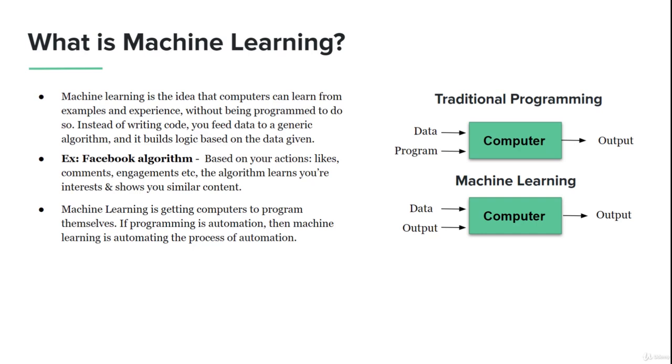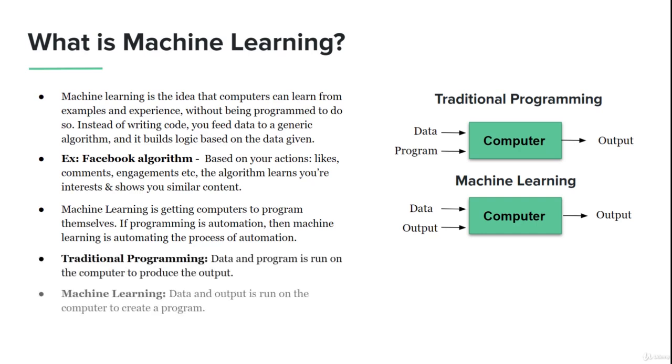So I know it's a little bit hard, so let's look at some examples of traditional and machine learning programming. Traditional programming has the data and the program being run on the computer to produce the output. So let's say you have QuickBooks on your computer, and you're putting in sales information, revenue information for a business, right? So you have the data being input into the program on your computer, and then based off that, you're going to get an output, right?